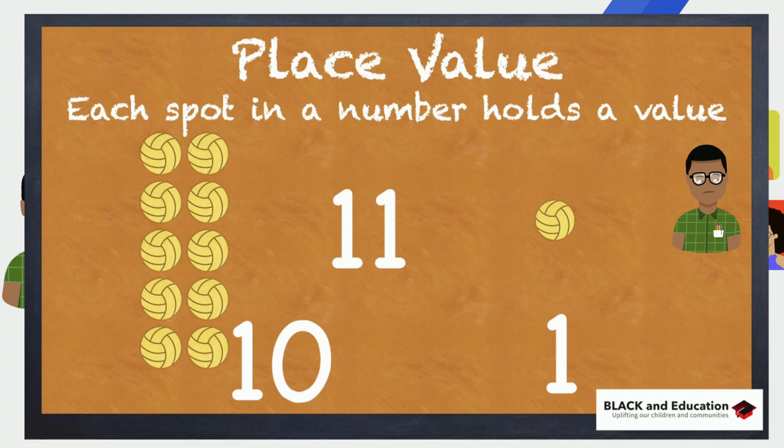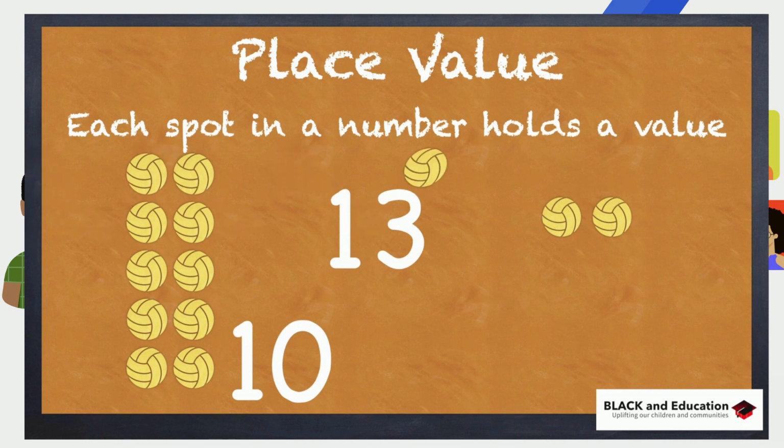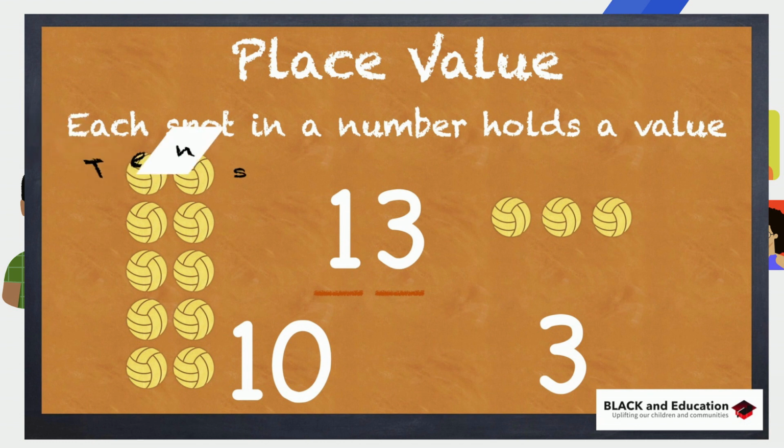So let's look at this a different way. Let's say I have 13 volleyballs. I have 1, then I have 2, and I had one more volleyball. I have 3 over on the right, and I have 10 on the left. So my 10 on the left is there, and then I put my 3 on the right. Essentially what I have is one group of 10. That represents the tens place, and I have 3 ones over the right. That's what 13 is.